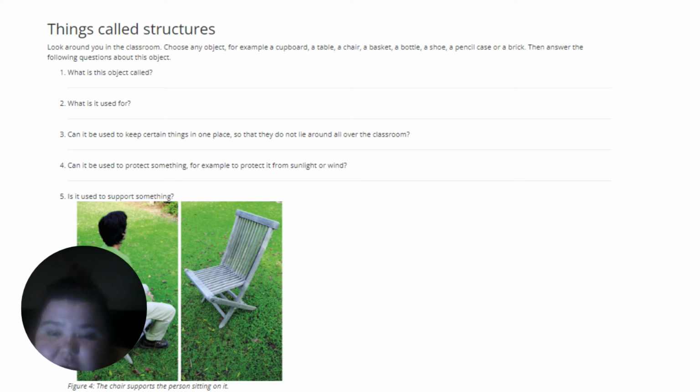Is it used to support something? They're showing a man sitting on a chair. I would definitely not use my mug to sit on. I don't think it's going to support me very well. So again, my answer is going to be no. But maybe you chose a table or a chair, and you can say yes. Or maybe you chose something as light as a bird, and it can support the bird. Then yes. I want you to complete this activity on your own.